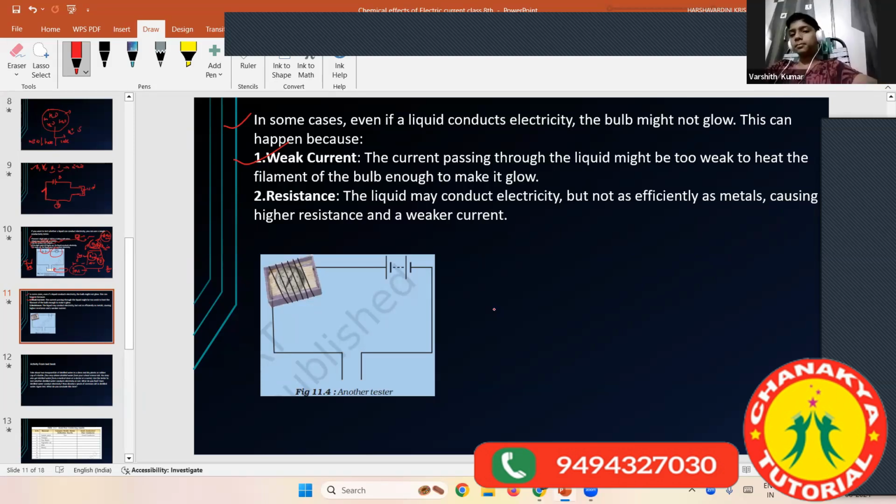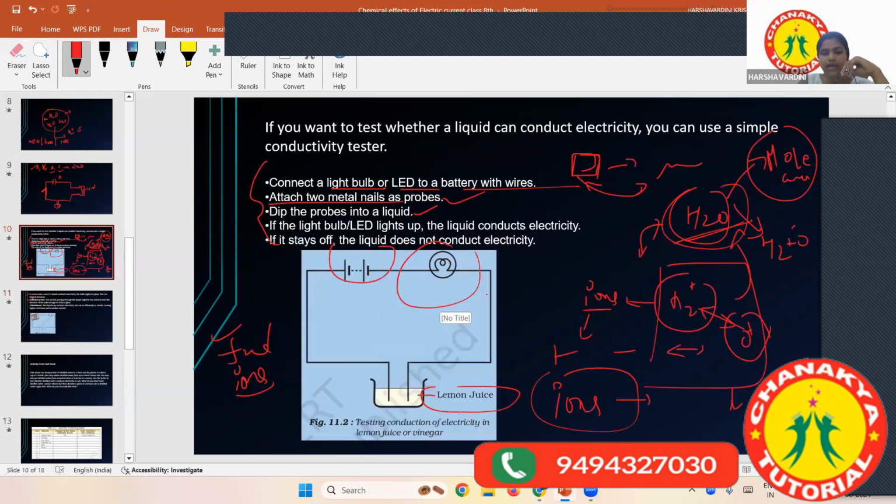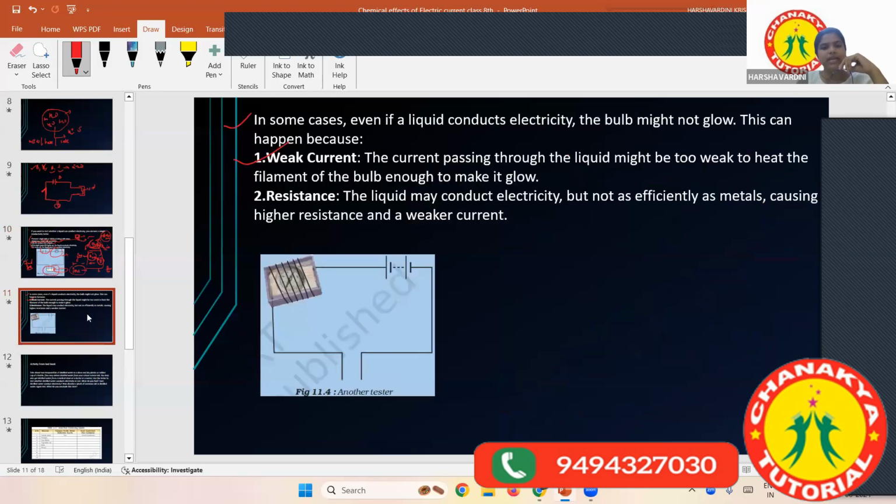No. No, right? Same concept applies here. So in this case, the answer should be "may or may not light," because we are not sure what the quantity of this lemon juice is and how many ions are present. Can anybody prove this mathematically? I am telling you, when we don't know the amount of liquid, we cannot say.